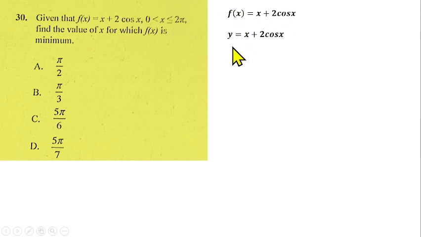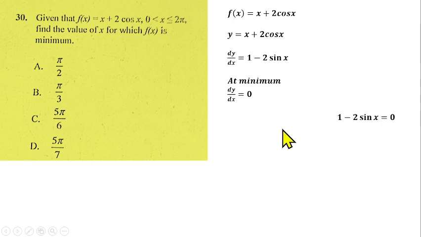So we know that f of x is y. If you differentiate this function, you have dy/dx equal to, differentiate x, that gives us 1. Differentiate 2 cos x, that gives us minus 2 sin x. Then at the minimum, dy/dx should be equal to 0. So that means this equals 0. From there, you have 1 minus 2 sin x equals 0. From there, you can find our x.